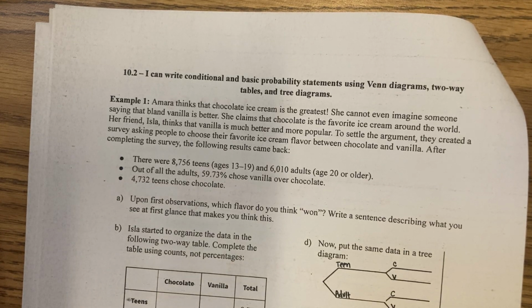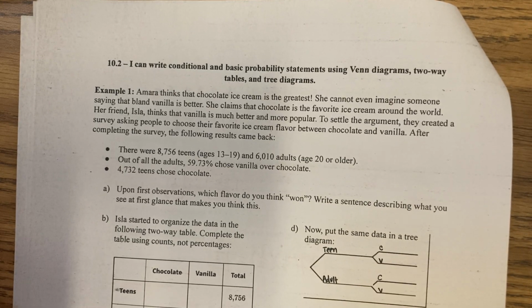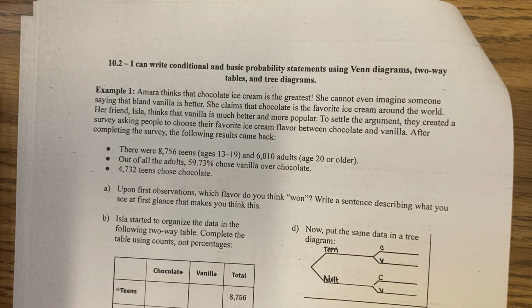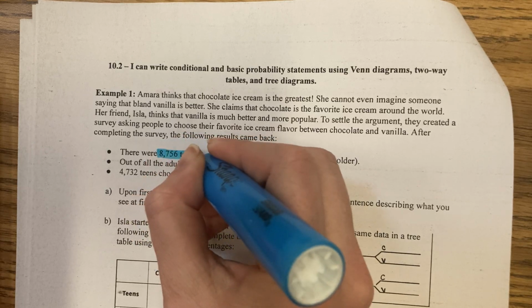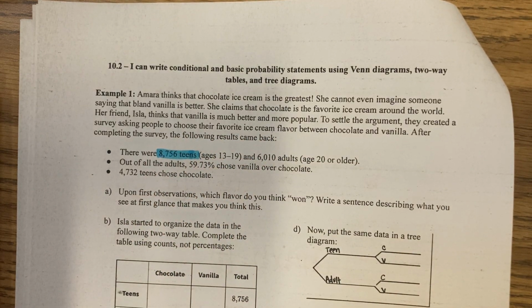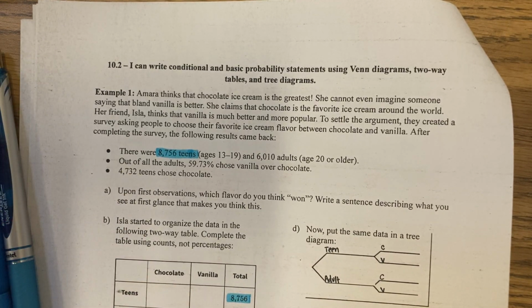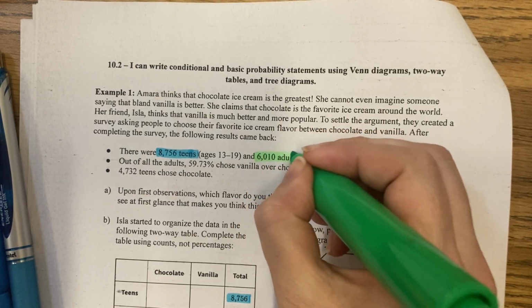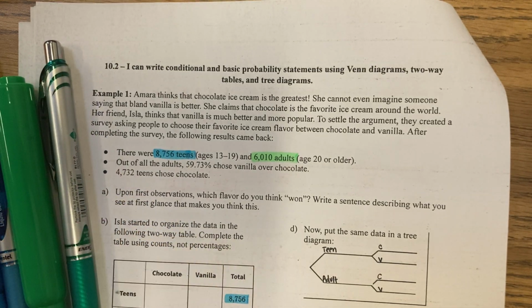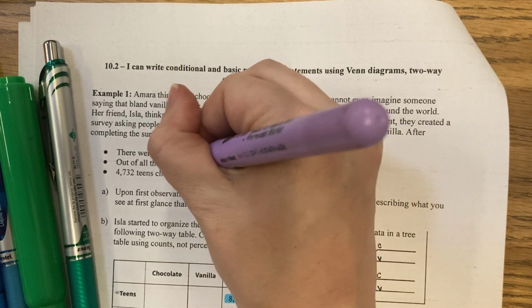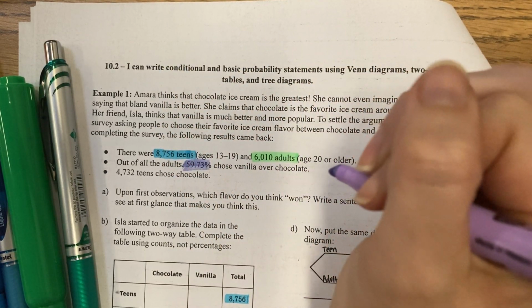In section 10.2, we'll be going over writing conditional and basic probability statements using Venn diagrams, two-way tables, and tree diagrams. In the first question, it says there are 8,752 teens, ages 13 to 19. There are 6,010 adults, ages 20 and older. Out of all the adults, 59.73% chose vanilla over chocolate.